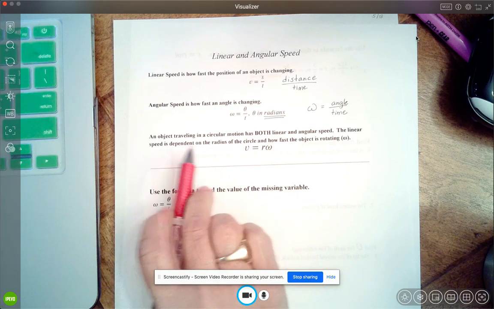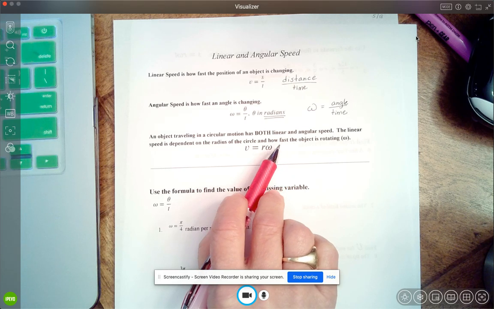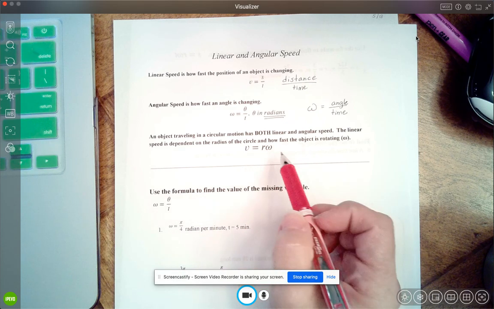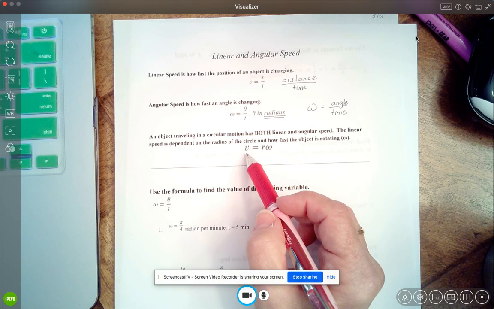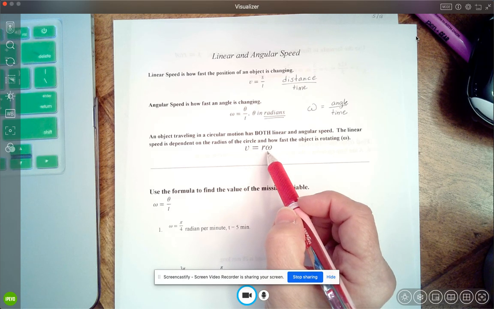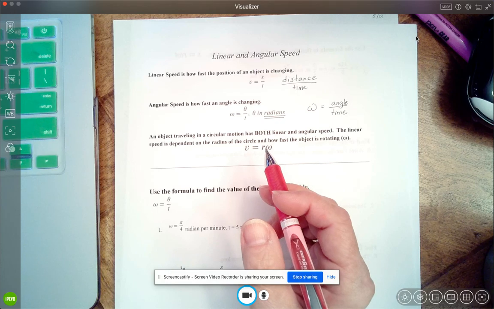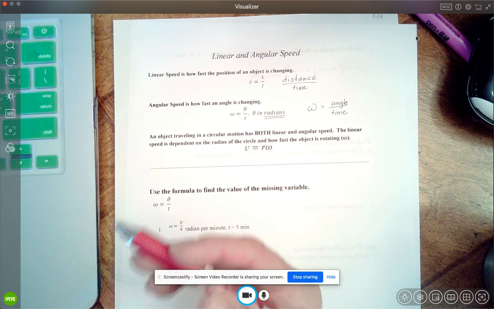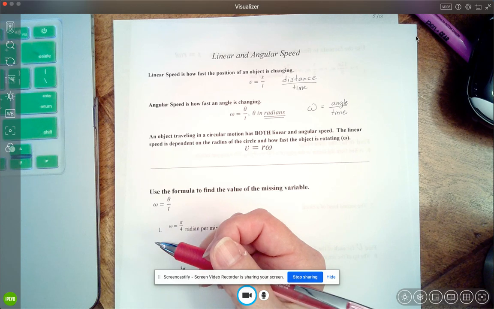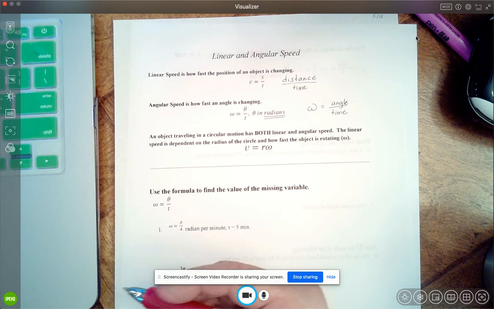When an object is traveling in a circular motion, it has both linear and angular speed. The linear speed is dependent on the radius of the circle and how fast the object is rotating. So we have another formula for linear speed: the radius times the angular speed. If you're going from here to Morganton, the bigger the tires, if they're rotating at the exact same rate, the faster you're going to move and get there.